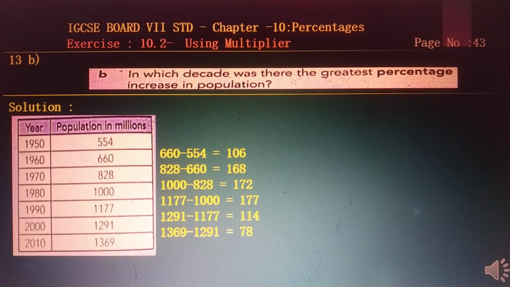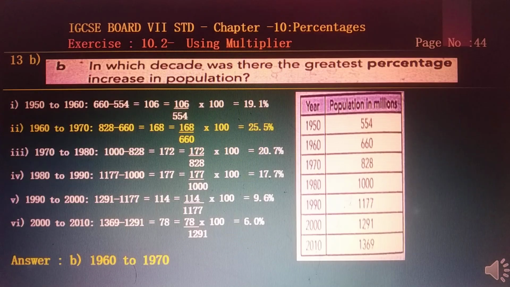And question number 13B, in which decade was there the greatest percentage increase in population? The chart is there in the question. We are subtracting this value minus this, we are getting 106, and 828 minus 660, we are getting 168. Like that we are getting these values 172, 117, 114, 78. Using these values for comparison of every 10 years, every decade, we are getting the percentage.